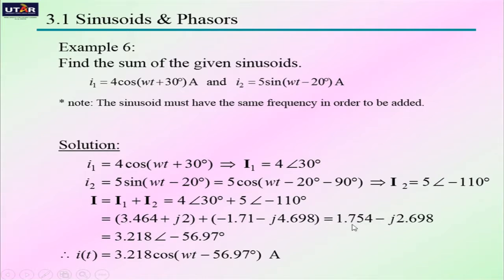And then changing it back into polar form, we have 3.218 magnitude -556.97 degree, which can be expressed below in sinusoid form.